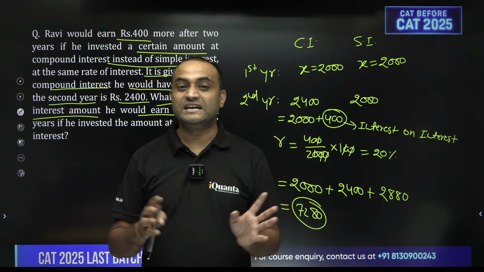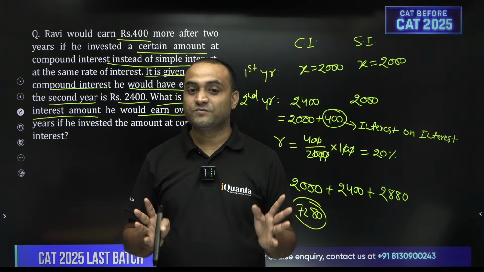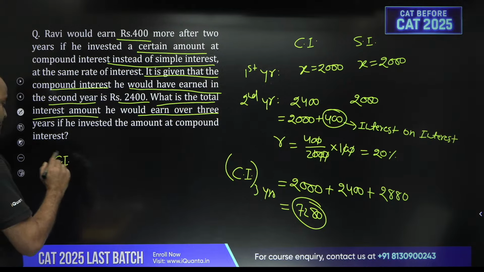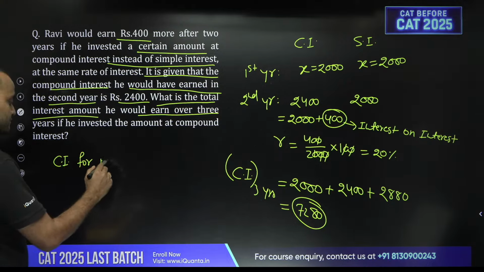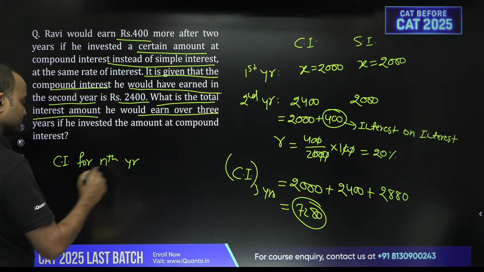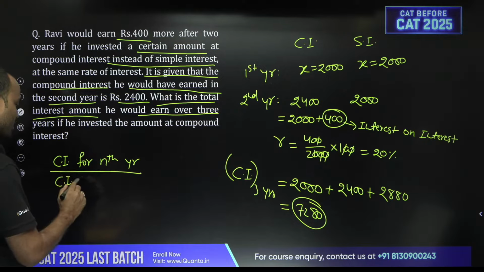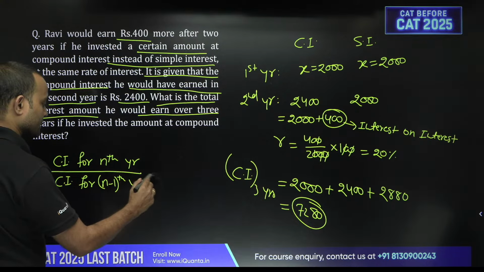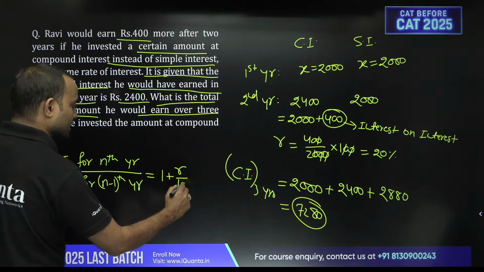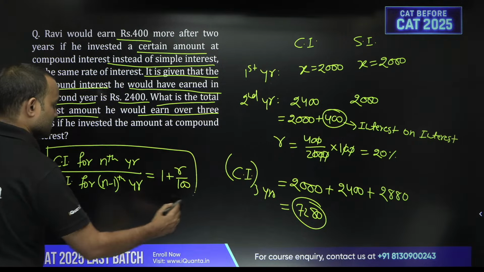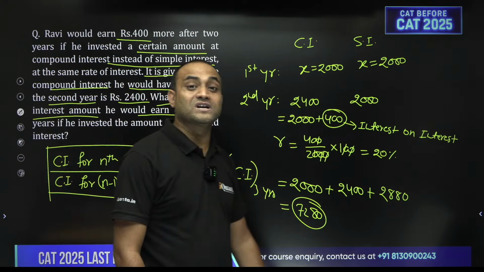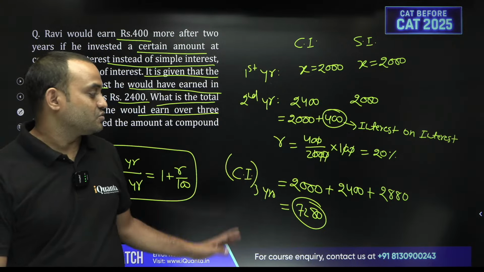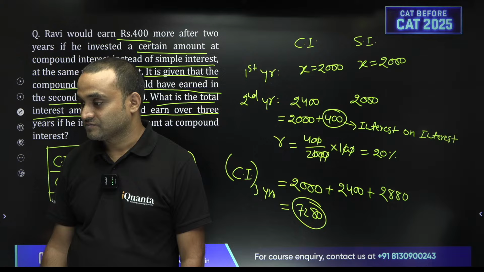Without doing any tedious calculation, you can solve this very easily. You can follow this formula: compound interest for the nth year divided by compound interest for the n minus 1th year is equal to 1 plus r by 100. Means, if you take the ratio of 2 consecutive years' compound interest, you can find the rate of interest. So, 7280 is the correct answer, right?